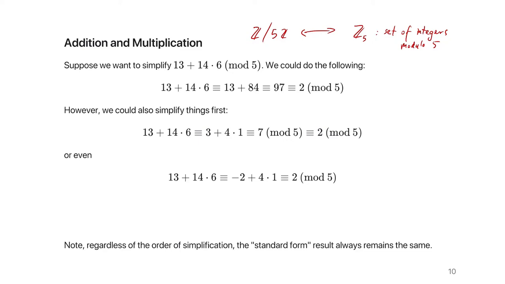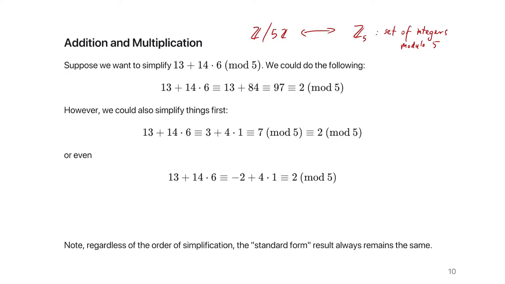But we can also simplify along the way. You notice I can replace the 13 with a 3, the 14 with a 4, and the 6 with a 1, because 13 is equivalent to 3 modulo 5, 14 is equivalent to 4, and 6 is equivalent to 1. Is that clear? So this just evaluates to 3 plus 4 times 1, which is 7, which also simplifies to 2.